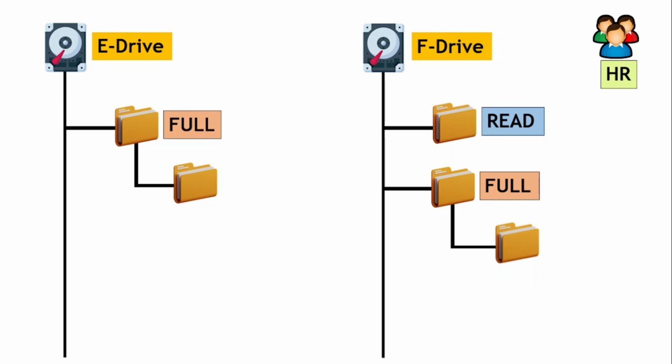So the question is, what will be the permissions to the HR group on both of these folders, on the E drive as well as on the F drive? So do let us know by writing a comment, dropping a comment in the comment section.